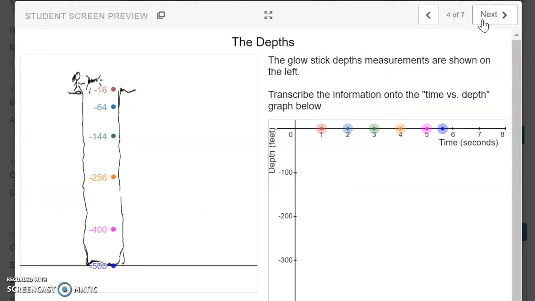Alright, now the glow stick depth measurements are shown on the left. Translate the information onto the time versus depth graph below. Okay, so at 1 second it had gone down 16 feet, so I am going to move this to 16 feet, maybe about here. Then 2 seconds, 144. 3 seconds, 256. So between 200 and 300. And 400, oops, 4 seconds will be 200.